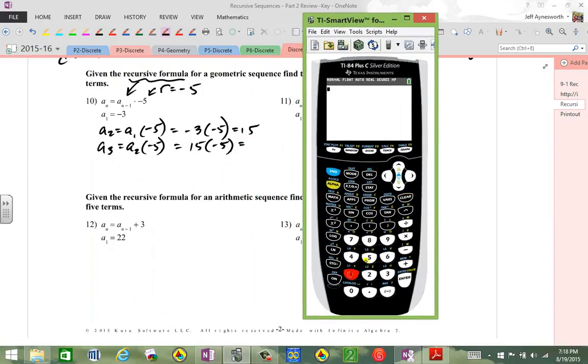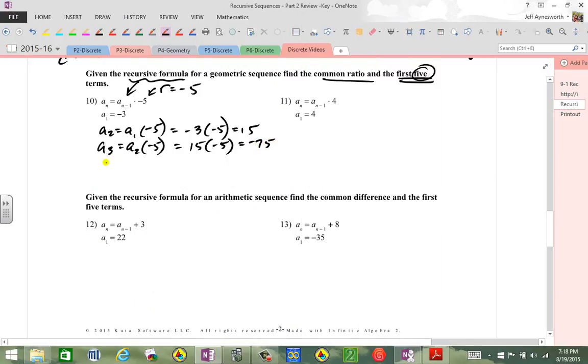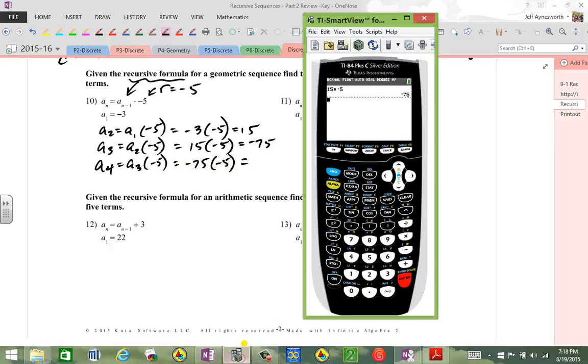You enter 15 times, oops, not plus, but times negative 5. What do you get? You get negative 75. Okay, you have to take that answer and multiply by negative 5. So that's a sub 3 times negative 5. So I take negative 75 times negative 5. I should get positive something, right? So I multiply it by negative 5, get 375.